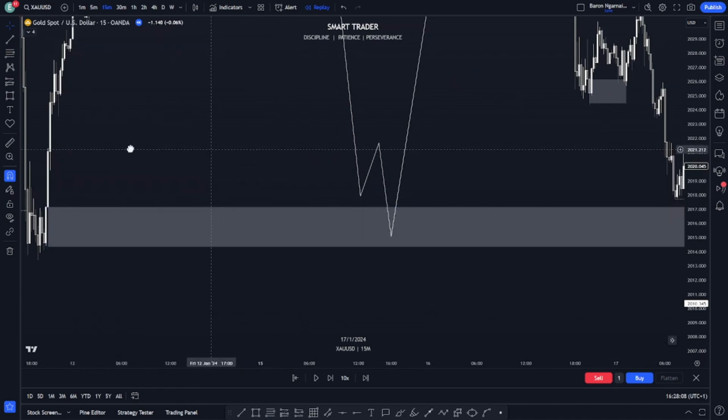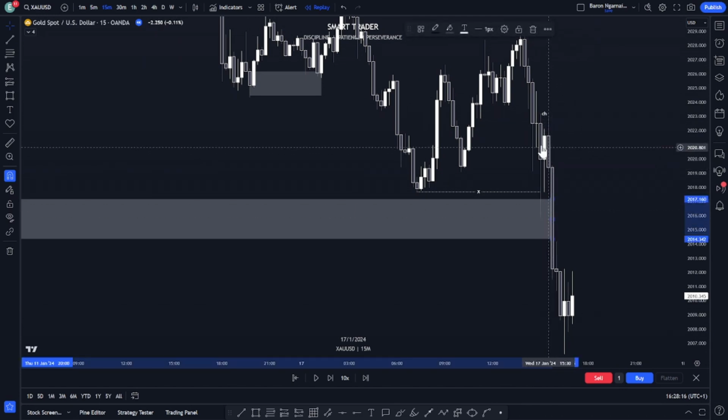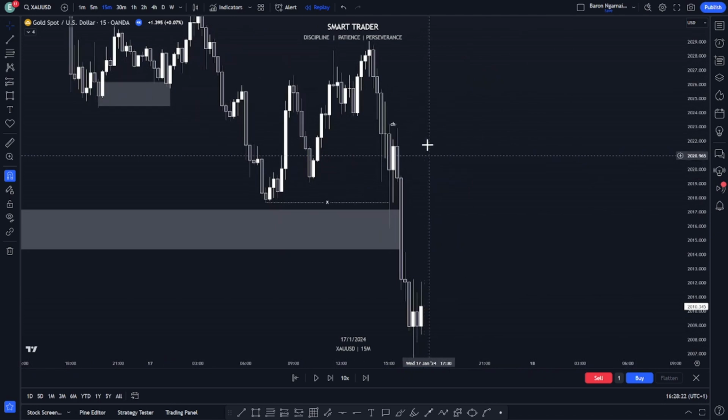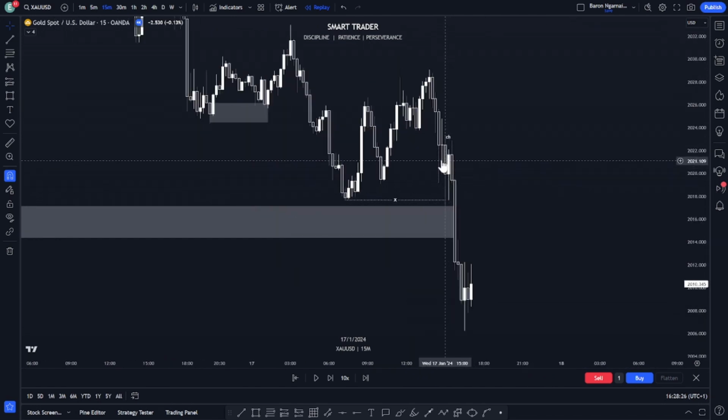So why did this order block fail to make a reaction? Because at that moment there was a high impact news that was released. If I remember well, it was a retail sale. The data were better than expected, so the dollar has become stronger. That's why gold has dropped this way.